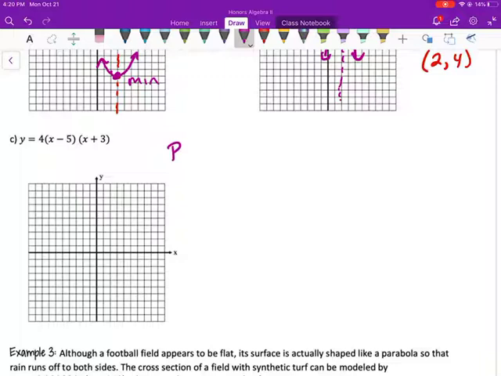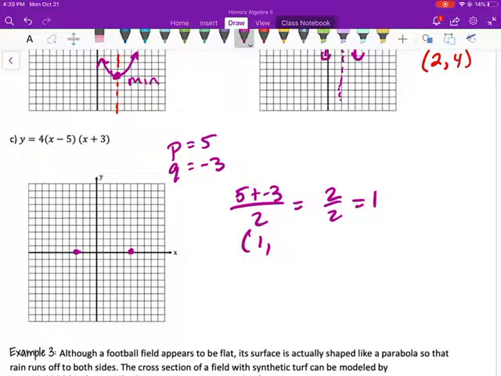What you would have found was you had a P at 5 and a Q at -3. 1, 2, 3, 4, 5. 1, 2, 3. And from there, you should have also done 5 plus -3 over 2. That gets you 2 over 2, which is 1. That is the first value of your vertex, 1 something. I'm going to plug 1 in. I get 4 times 1 minus 5 times 1 plus 3.